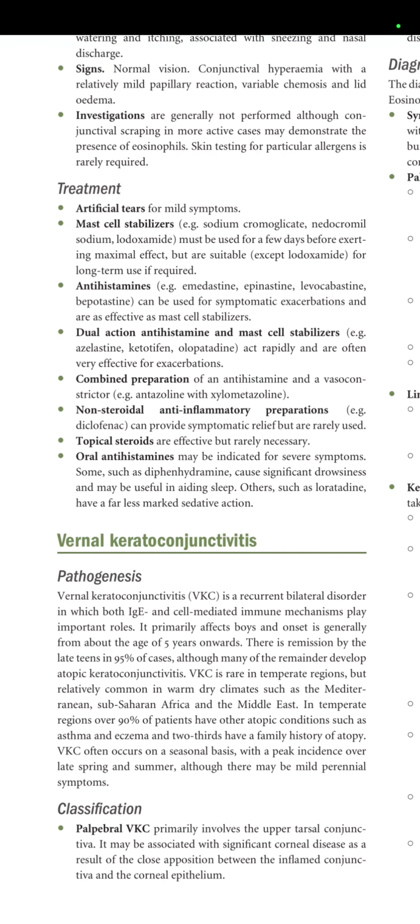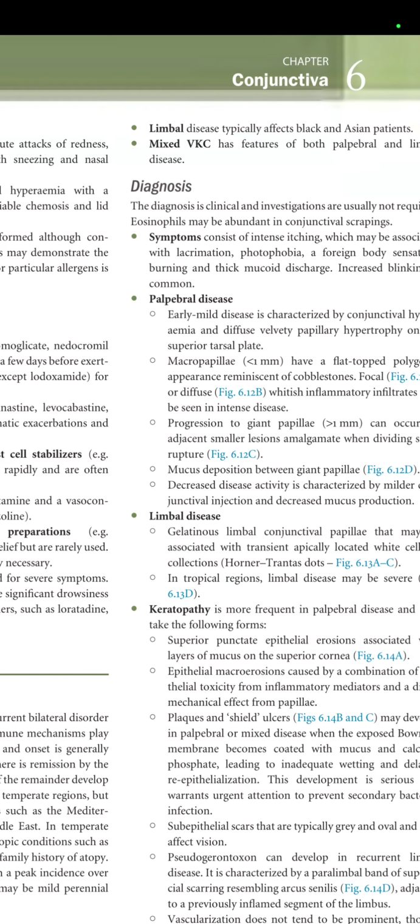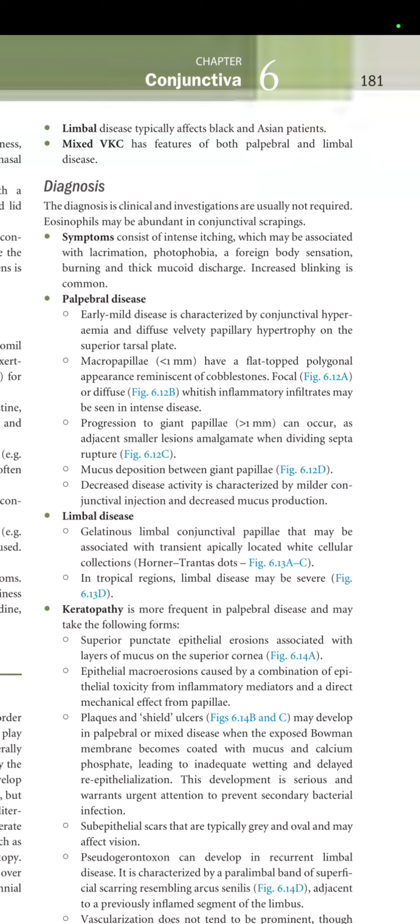Palpebral VKC primarily involves the upper tarsal conjunctiva. It may be associated with significant corneal disease as a result of a close apposition between the inflamed conjunctiva and the corneal epithelium. Limbal disease typically affects Black and Asian patients. Mixed VKC has features of both palpebral and limbal disease.